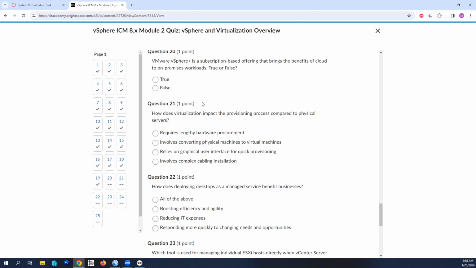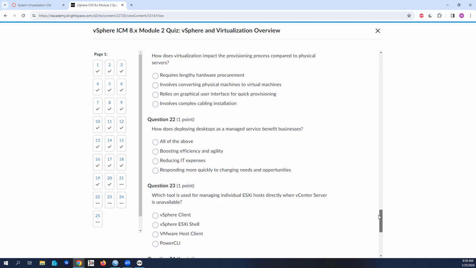vSphere Plus is a subscription-based offering that brings the benefits of cloud to on-premises workloads. What do you think? True. True. It's hybrid cloud capabilities.